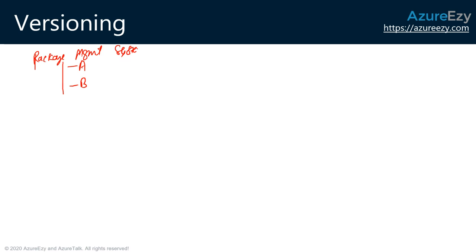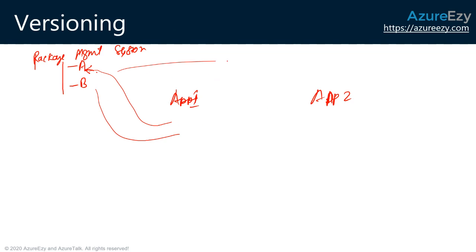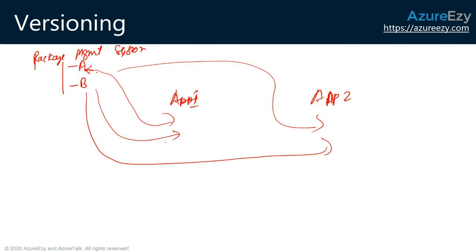Suppose you have done some update over here to A, and now this A is being used in application app 1, and app 2 is also using it, just like the previous example. So here also A is being used and B is being used. Here also A is being used and B is being used.